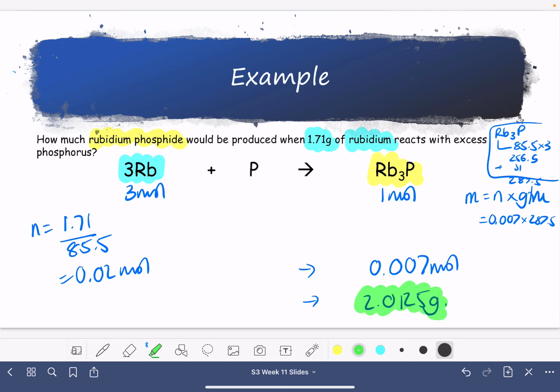So you'll see in all of these examples, we've used exactly the same technique. We're just calculating the number of moles and then the mass, and we're using the same mole relationship and the molar statement to help us work that out.